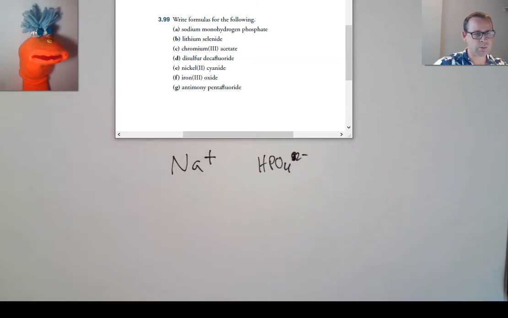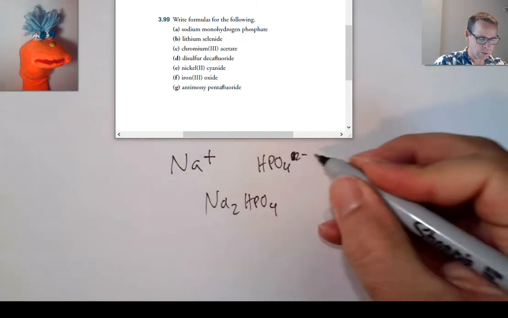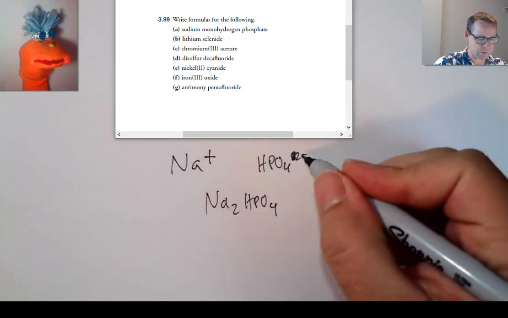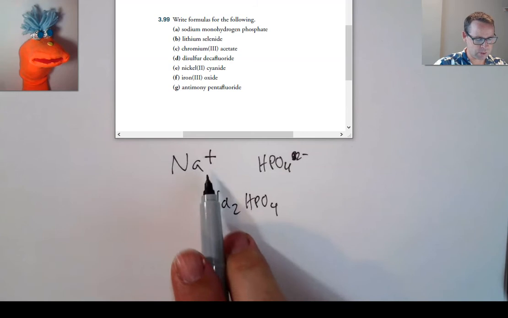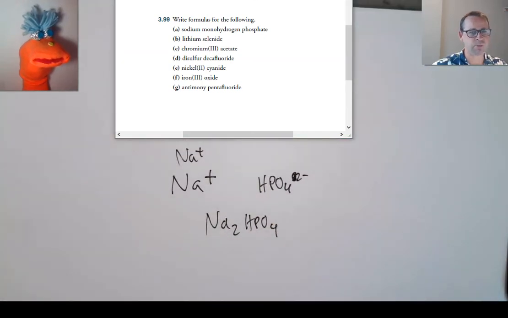What's the ratio? How do these two come together? Oh, you mean you need 2 sodiums? That's right. Na2HPO4. We don't show the charges after they're together, right? But we needed 2 of these, 2 Na+, for every one of the HPO4 2-. Okay.